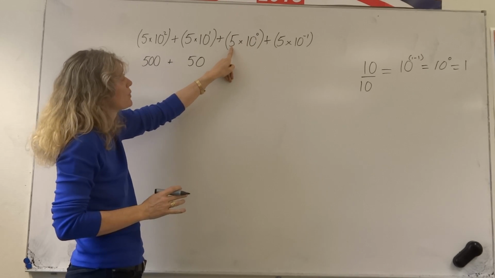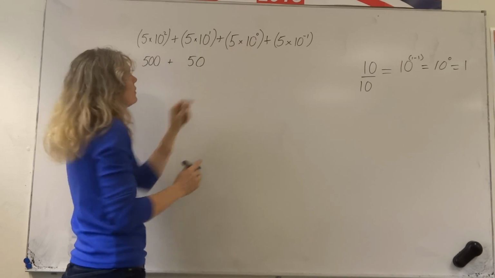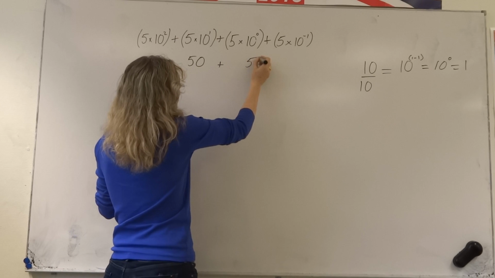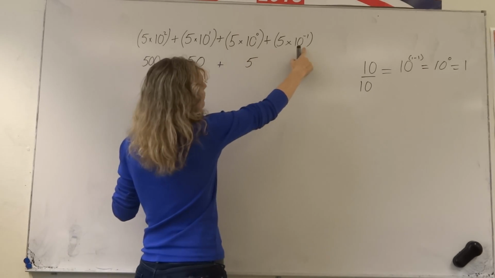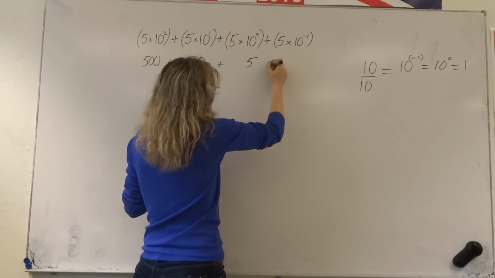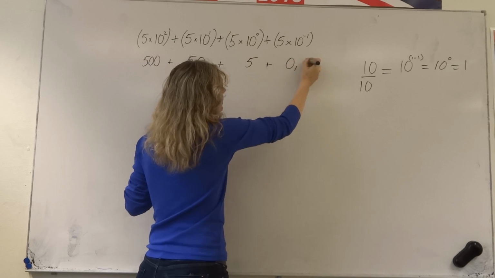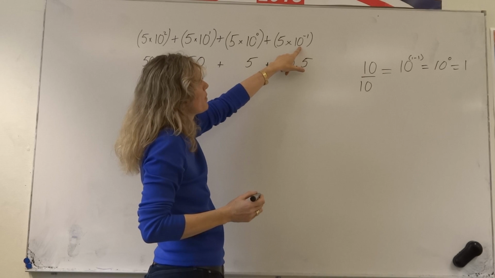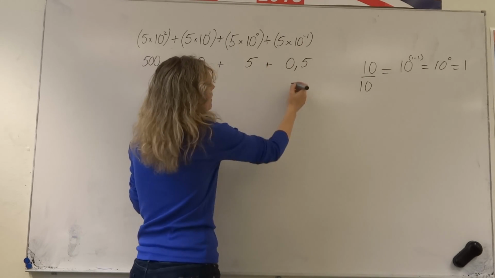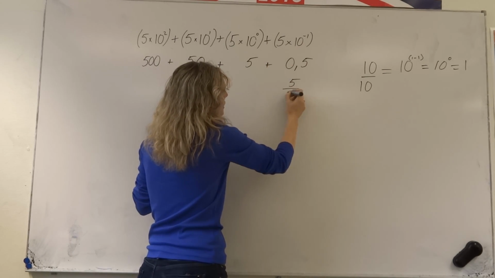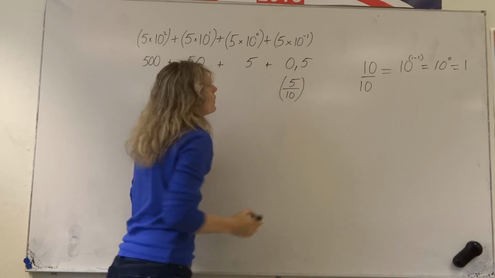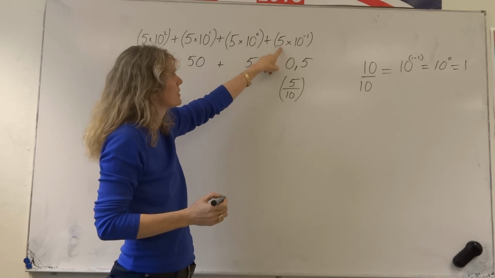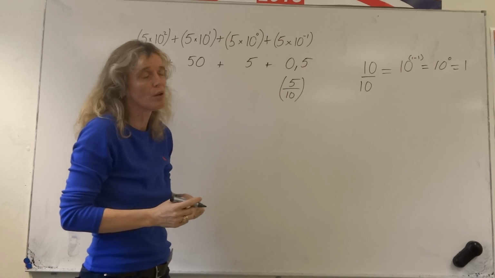So anything to the power of 0 is the same as being 1. So what we're doing here is we're saying multiply 5 by 1, which would give us 5, plus 5 times 10 to the minus 1. What we're saying here is we move the decimal point back 1 place from 5. So we're multiplying by 10 to the minus 1, which is the same as doing 5 divided by 10.